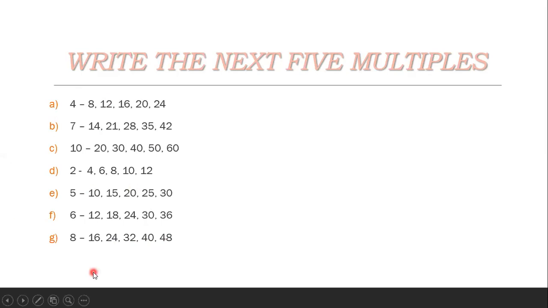Multiples means you just have to write the next numbers in the tables. However many they have asked, that many you have to write. So that's it. These are the 5 multiples.